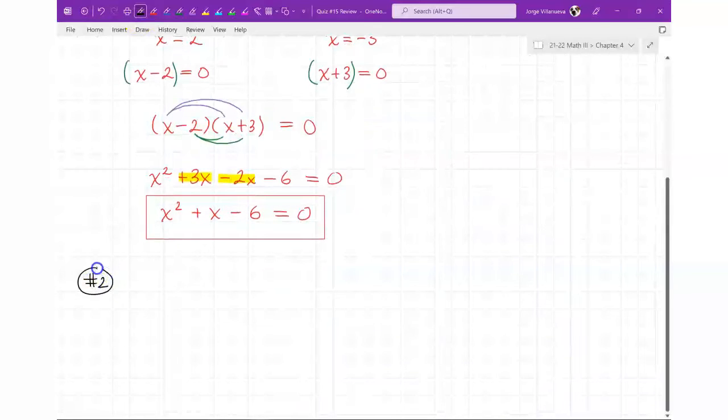So number 2, I'm going to put same instruction as number 1. Okay? In other words, find the zeros in standard form for a polynomial function. And here are the answers.